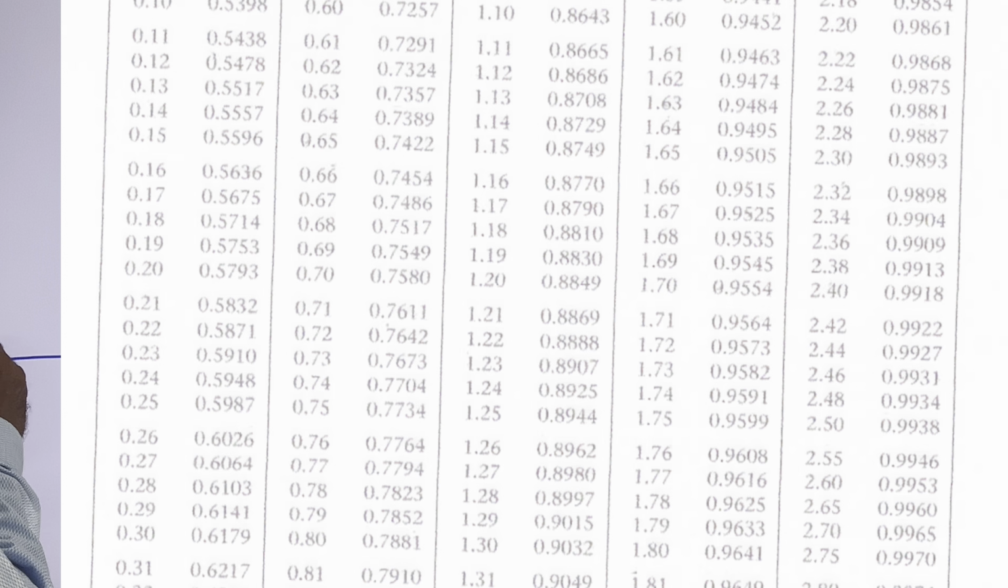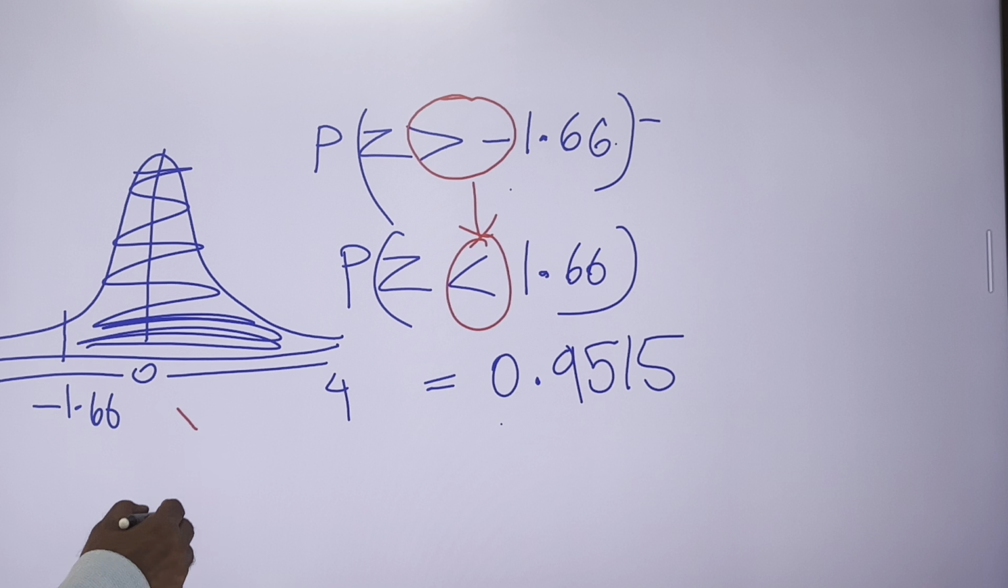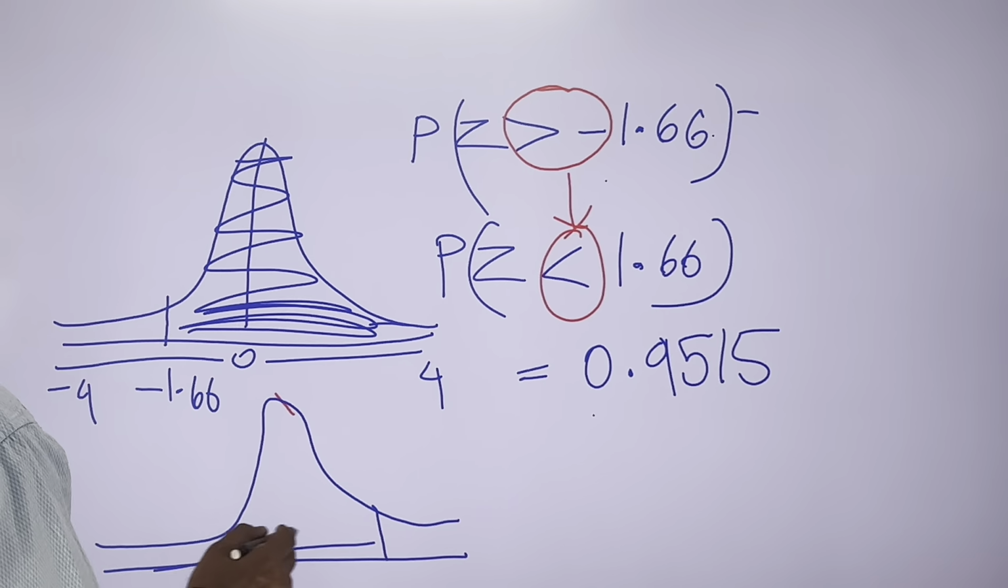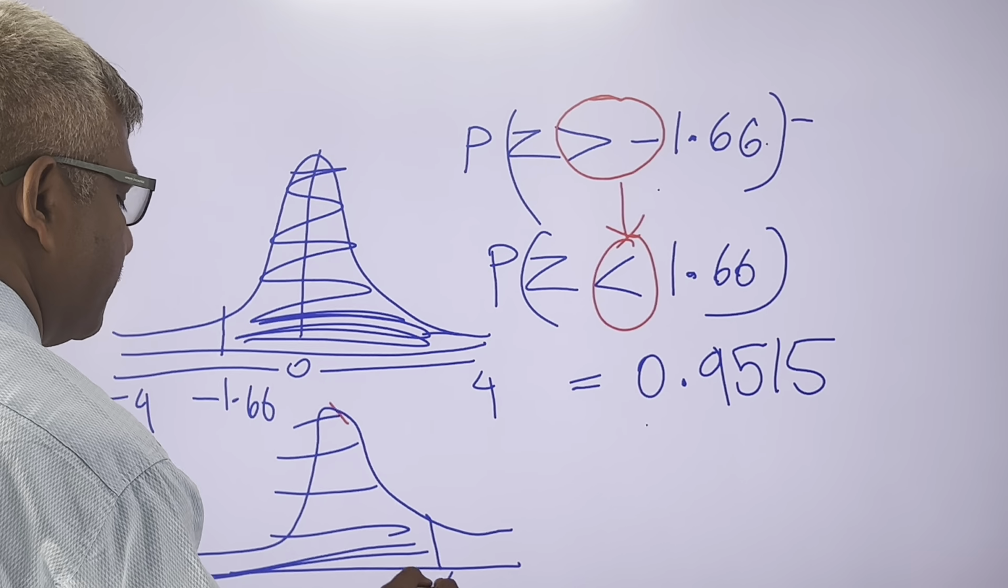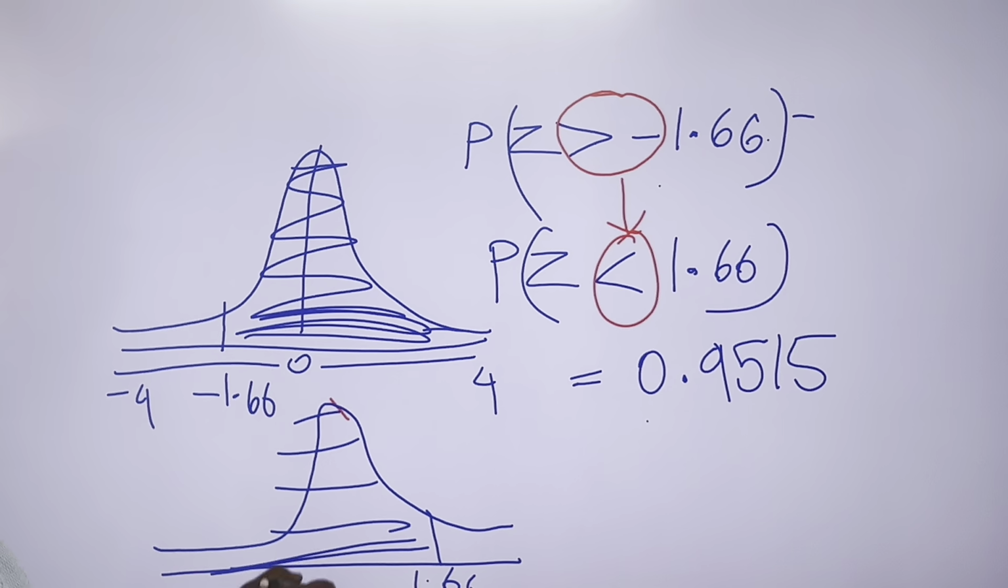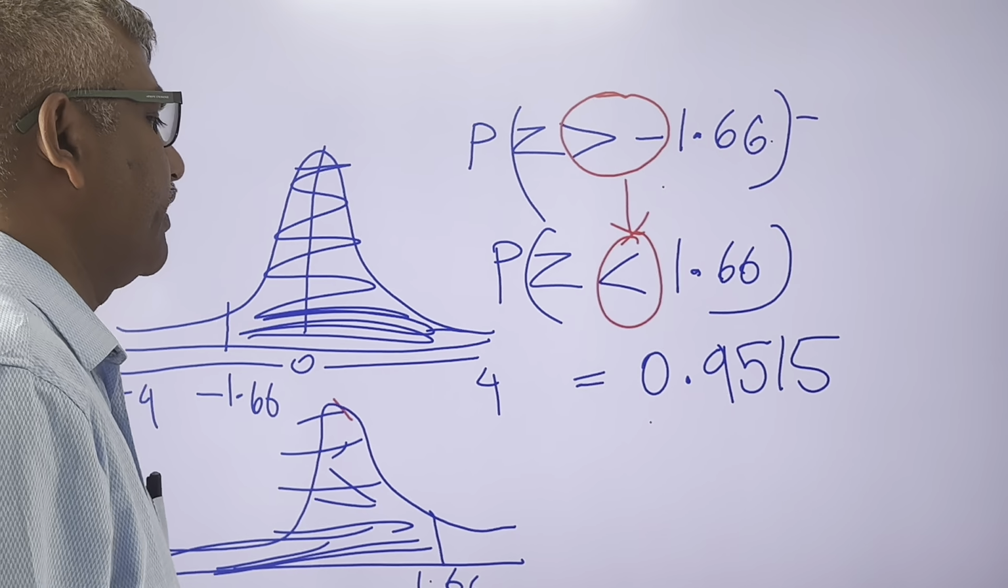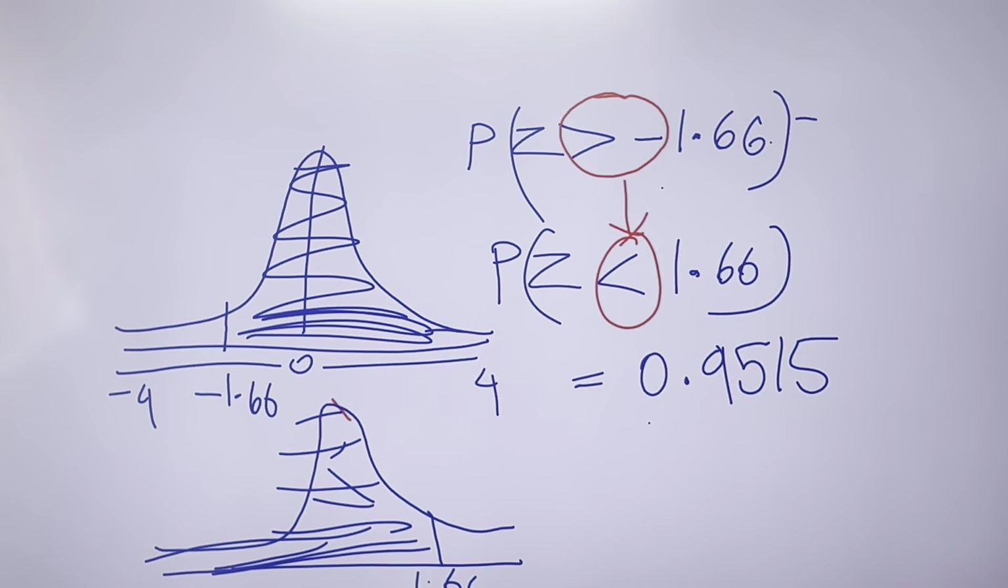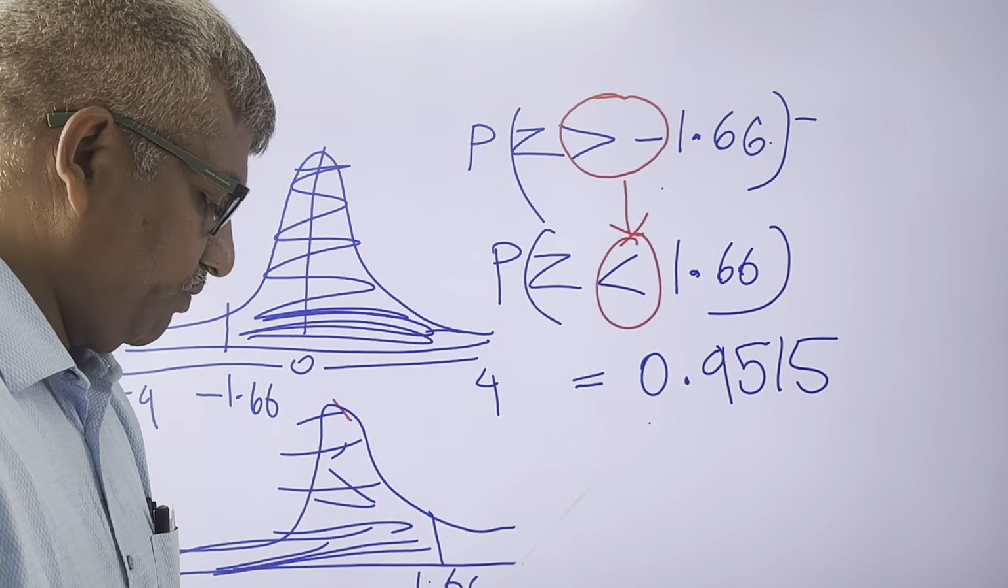I am explaining with the graph also. Okay, this is 0. Here 0 to -4, 0 to +4. This is minus 1.66. Okay, they are asking greater than this one. Greater than this one is nothing but, because it is a symmetry, less than 1.66. You can do like this also. Okay, in both ways you can do. So this is the way. Okay, note it down.